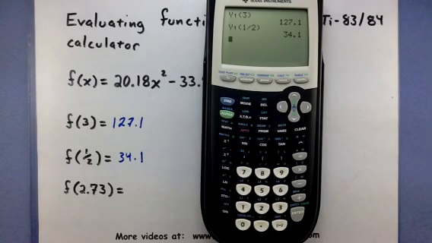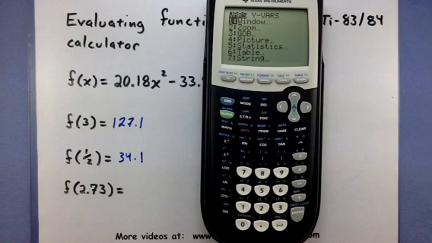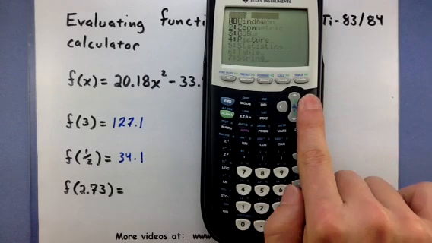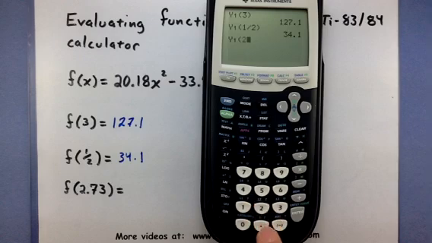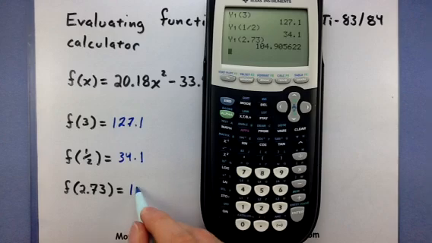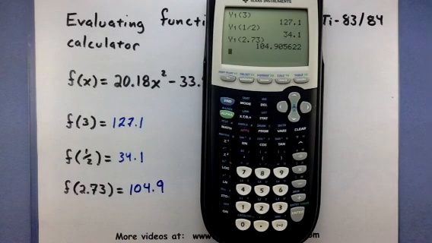Let's do this one more time. Variables, arrow over to your y variables, and number 1 for functions. And since it's stored into y1, press y1. This time feed it 2.73 and let's see what we get. Let's see, 104.9-ish. There we go.